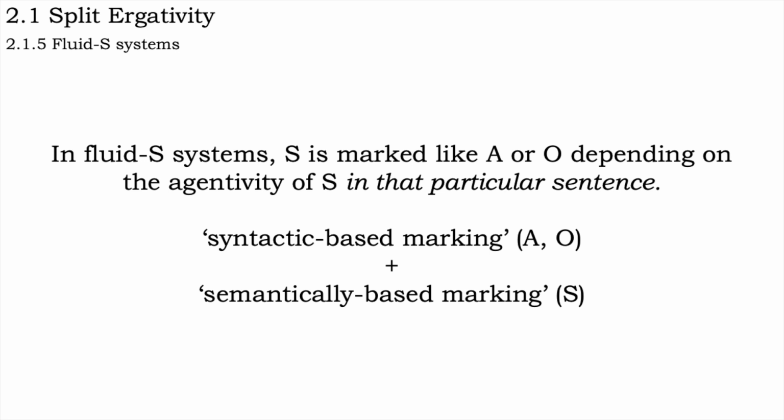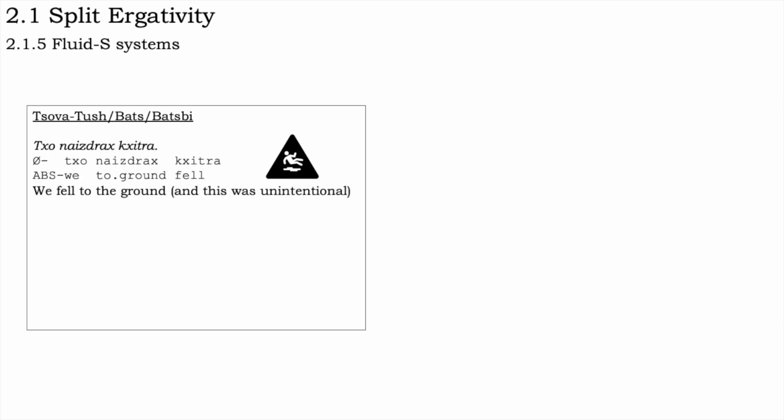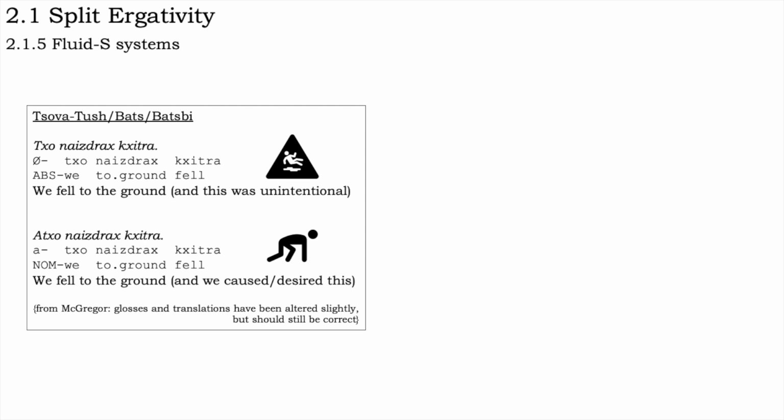The most commonly referenced fluid S language is probably Tsovatush, also known as Bats or Batsby, from the northeastern Caucasian family. In Tsovatush, the S argument may be marked with either the nominative case, like A, or the absolutive case, like O, depending on the agentivity of S. Tcho naizdrach kritra, atcho naizdrach kritra. Note that this alternation only applies to intransitive verbs.